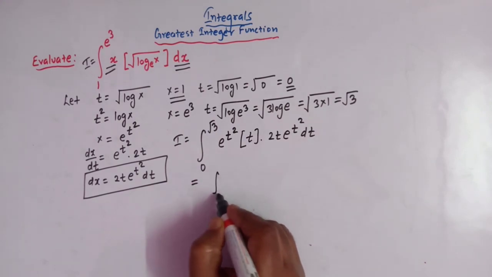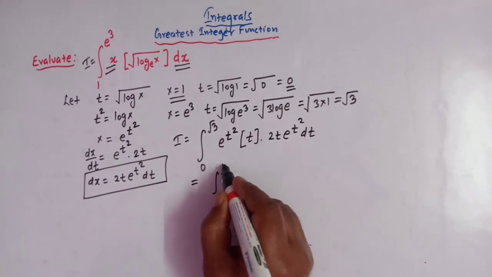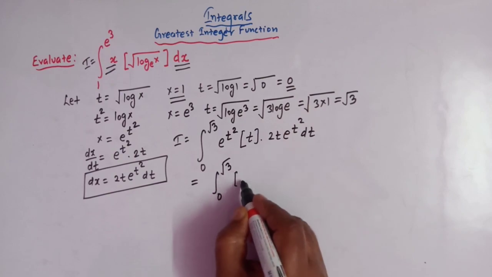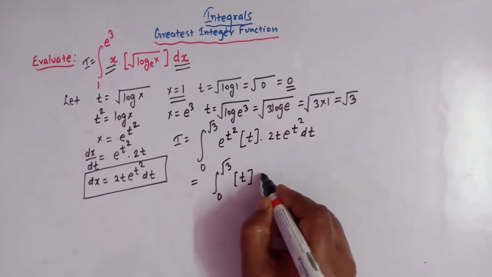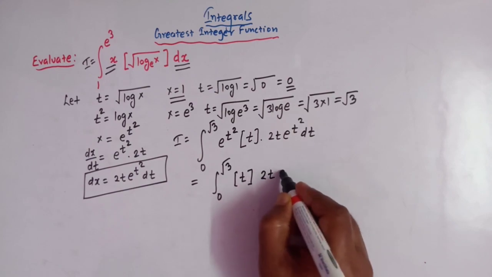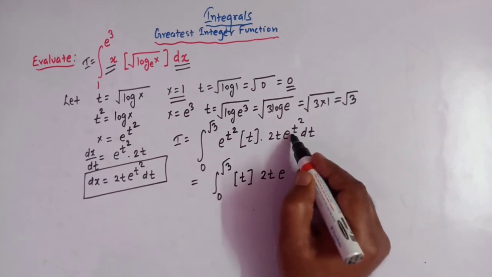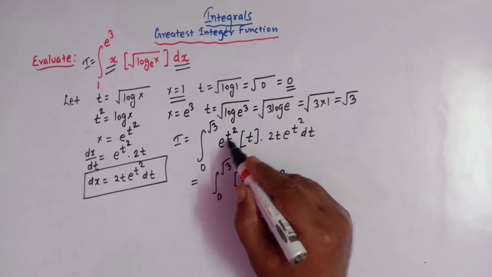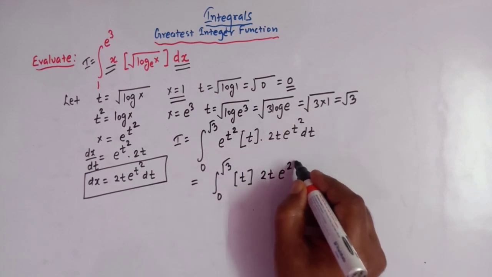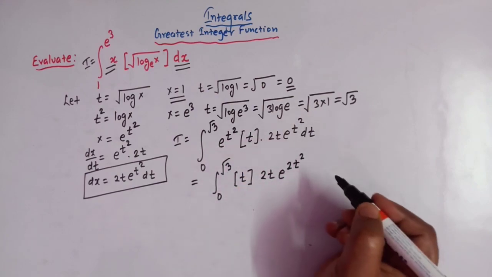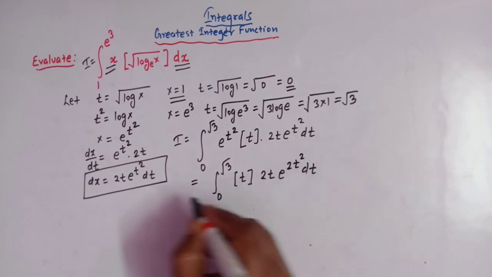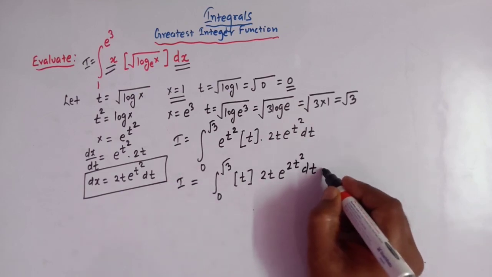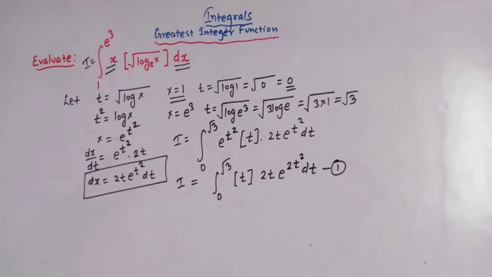So now we can write this integral as 0 to root 3 of the greatest integer of t, and 2t times e raised to t square, and here we also have e raised to t square. So we have 2 times t e raised to 2t square here. Now we have to solve this integral.